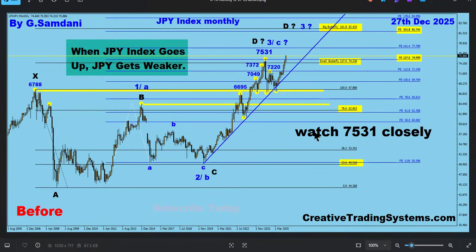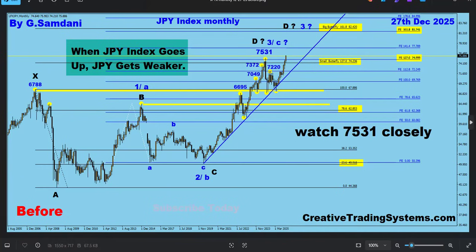Right? So I had this chart, watch 75.31 closely and all of that. That is history, gone. I forgot to take this out. I will redo the chart before I post. So this is what happened, and then yen is going to get weaker and all yen pairs are going to fly. Right? So this is what I'm looking at. What the heck happened here?